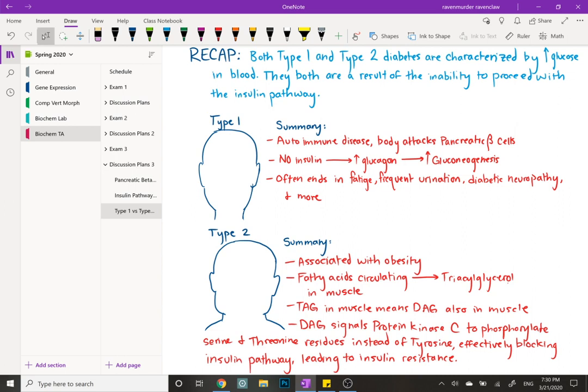Type 2 diabetes is associated with obesity. It has fatty acids circulating in the blood, which means triacylglycerol in the muscle. Triacylglycerol in the muscle means diacylglycerol is also in the muscle. Diacylglycerol signals protein kinase C to phosphorylate serine and threonine residues instead of tyrosine, effectively blocking the insulin pathway, leading to insulin resistance. So that's your short lesson on type 1 versus type 2 diabetes.